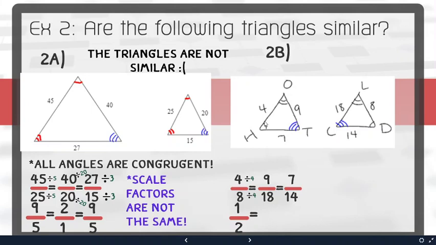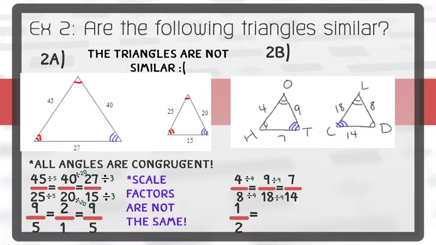9 over 18, well, you can divide 9 into each of these values. When you divide 9 by 9, you get a 1, and 18 divided by 9, you get a 2. Oh man, you guys, it looks like we're on the right track. I have two 1/2s for my scale factors. So let's see what happens with this third fraction. A number that will divide into 7 and 14 is 7. So 7 divided by 7 is 1, and 14 divided by 7 is 2. Holy hot dog, you guys, we ended up with a third 1/2.